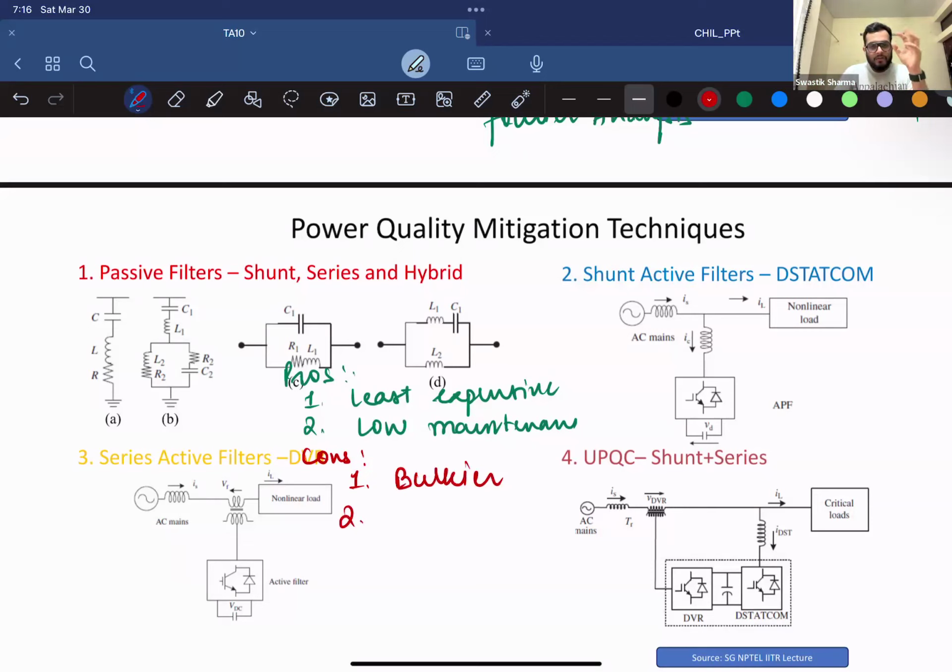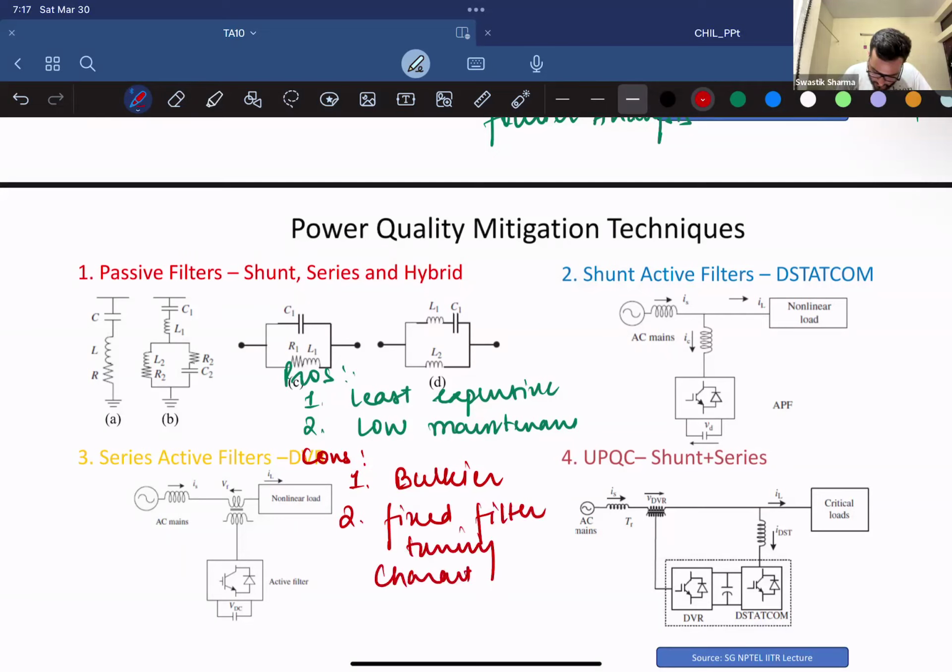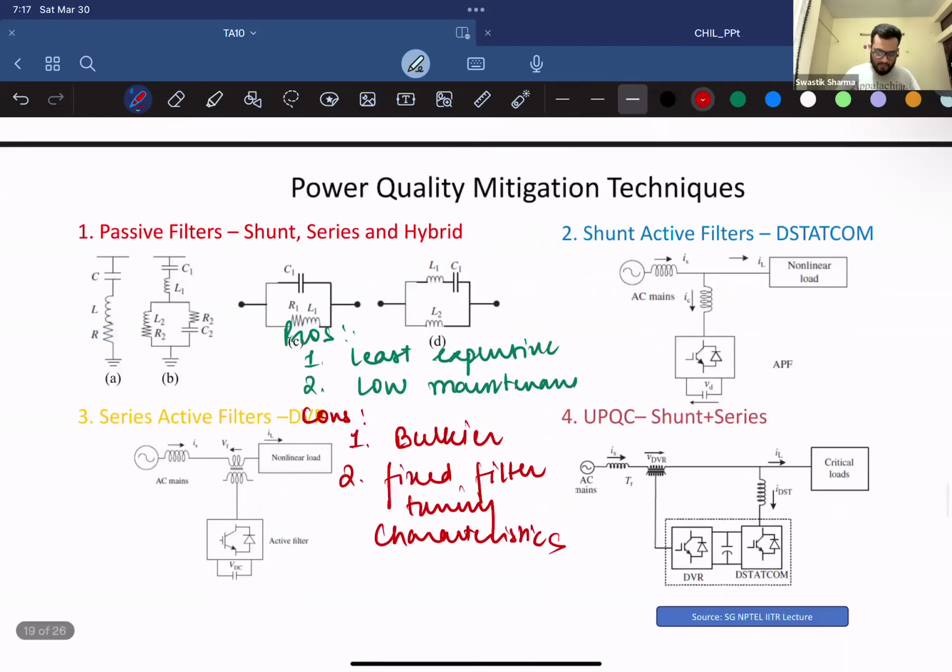Second, let's say you tune them to adapt to certain power harmonics. Then conditions change and your harmonics change, and now you would need to change their tuning again and again. So they can't adapt. They have fixed filter tuning characteristics, I should say. So these are the cons of your passive filters.